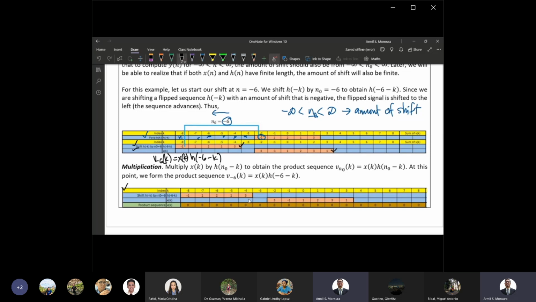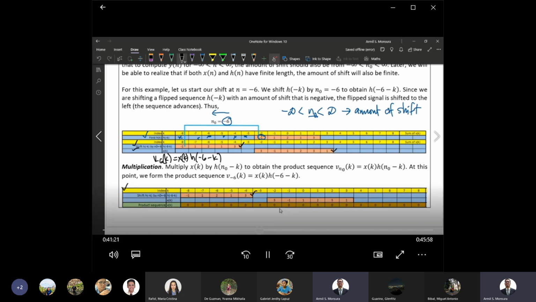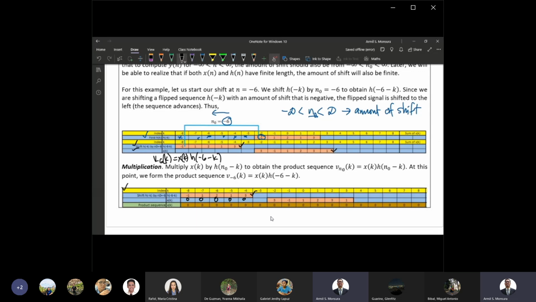As you can see, when I multiply these two, the non-zero values of my sequence here coincide with the zero values of my signal xk. And in the same manner, the non-zero values of my x coincide with the zero values of my h.